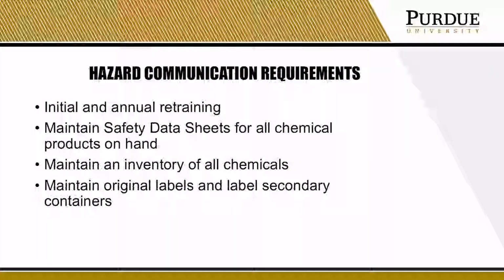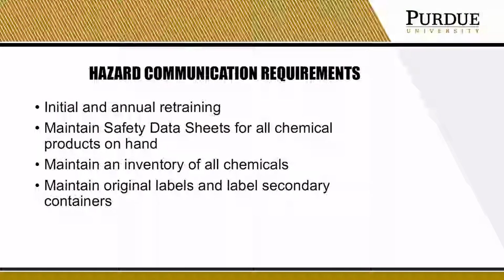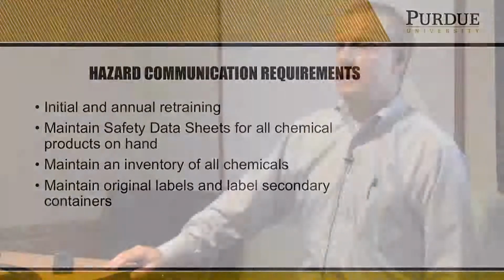So here it is: initial and annual training. Again, that training is on our website, really easy to do, not that long. Maintain safety data sheets. Every time you get a product, you should be able to either get it with the product or research it and print it off or store it. Keep an inventory of all chemicals. As you get new ones, put them on your inventory. Then maintain the original labels and label secondary containers.